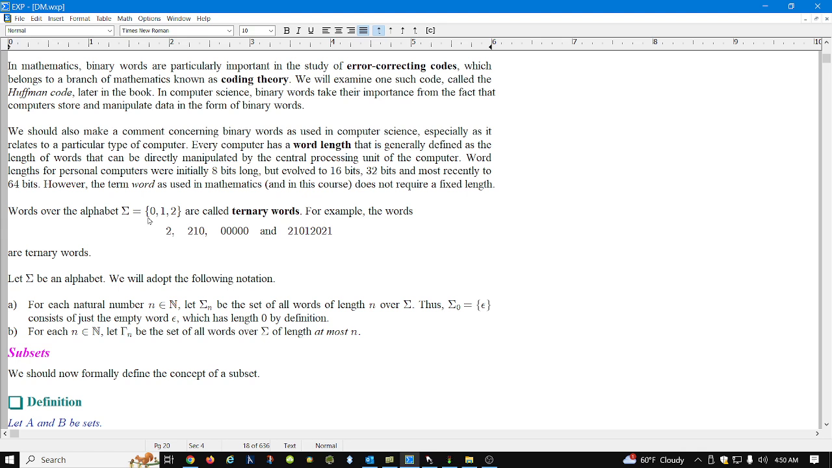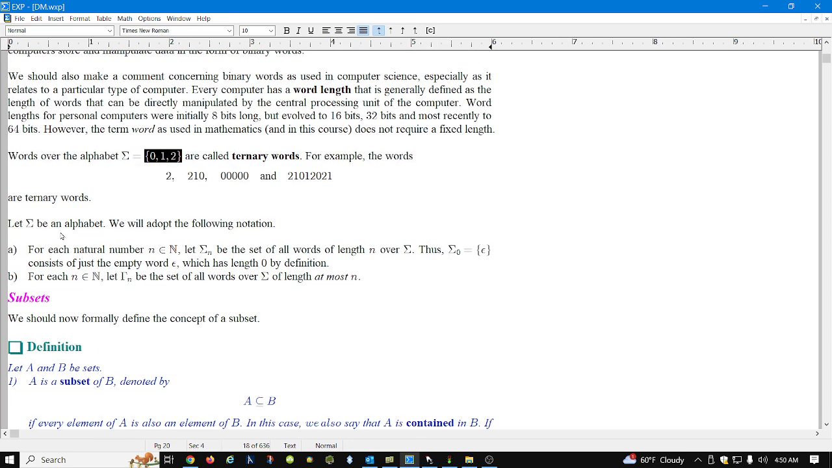Words over this alphabet, 0, 1, and 2, are called ternary words, and here are some examples. I wouldn't have brought this up, except that these will be useful in some exercises and examples. So that's the extent of which we'll use ternary words.